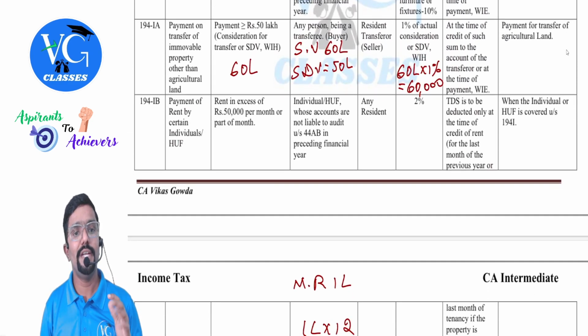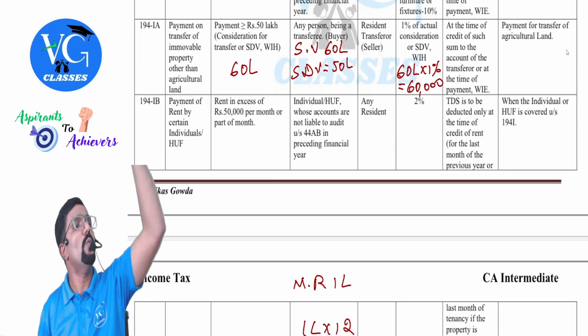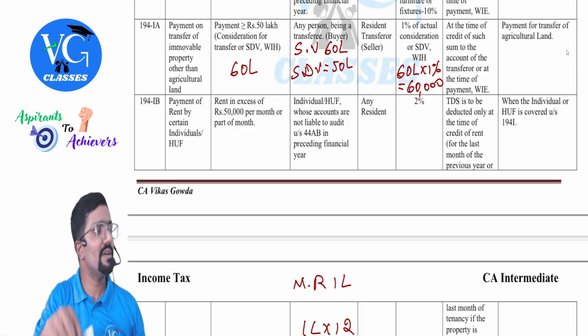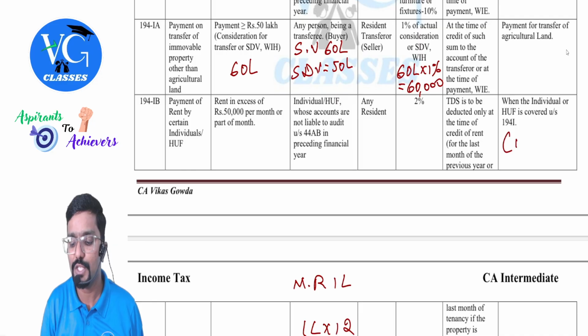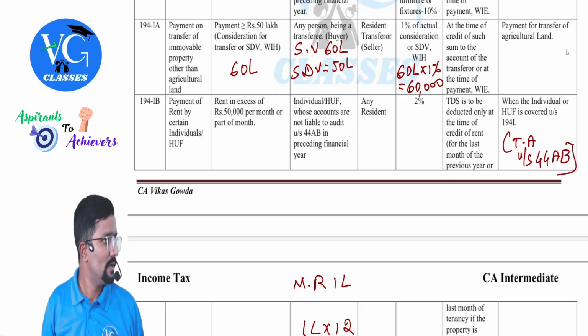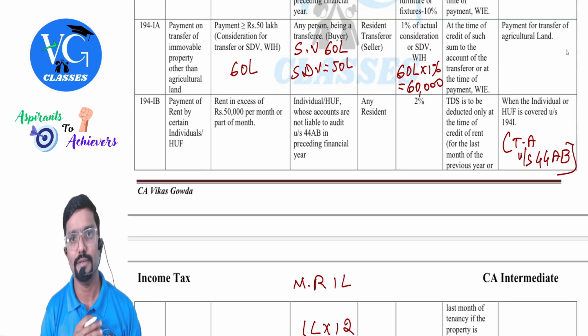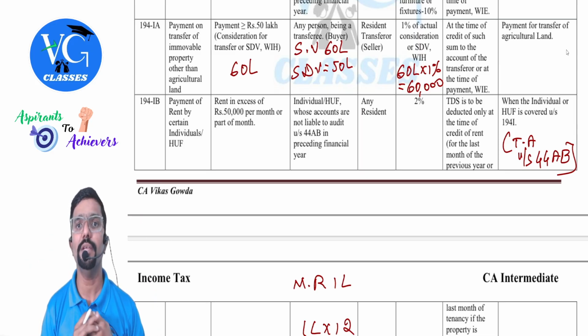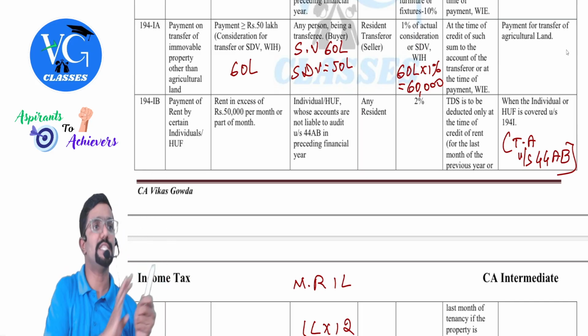Okay. When is TDS not applicable under this section? If the individual or HUF is covered under section 194I. When will an individual or HUF be covered under section 194I, guys? If they are subject to tax audit. Under which section, sir? Under section 44AB. Clear? So please be careful. 194IB is only for those who are not covered under 194I. Who is not covered under 194I? Individual or HUF who was not subject to tax audit last year.